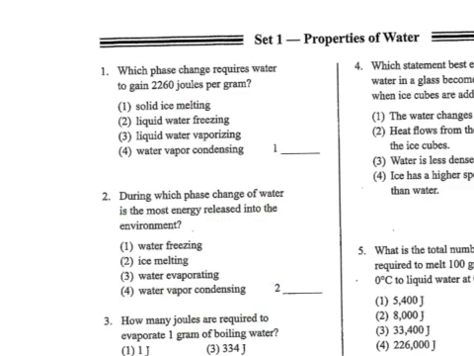Question number 1. Which phase change requires water to gain 2,260 joules per gram? So our clue here, phase change, tells us we're talking about properties of water, and gain. If you look at the chart on the first page of your reference table, you will see that you have 4 choices: melting, freezing, vaporization, and condensing. You need to pick the one which is gaining or absorbing 2,260 joules per gram.